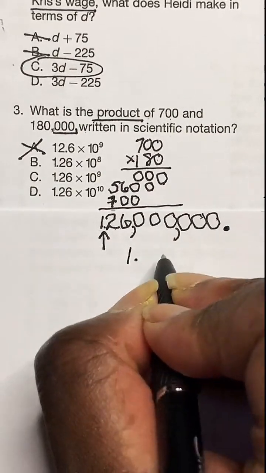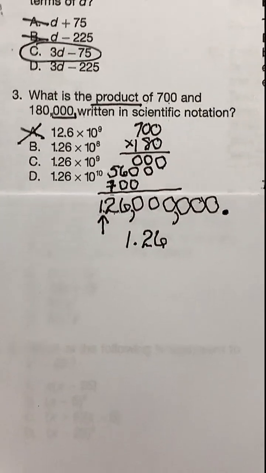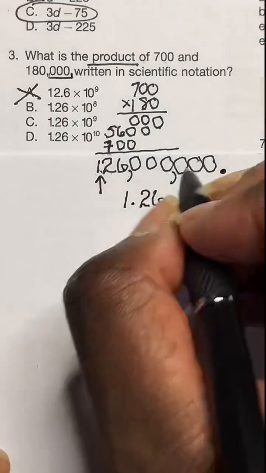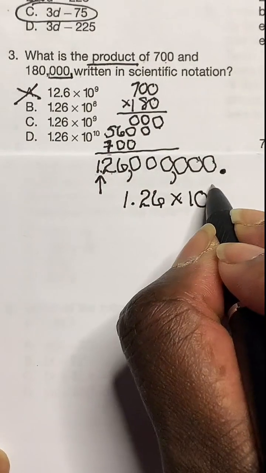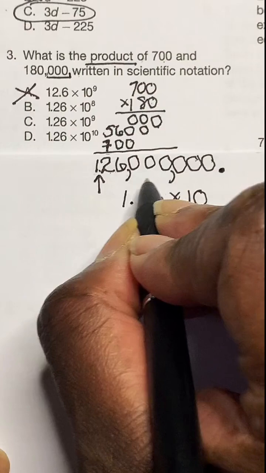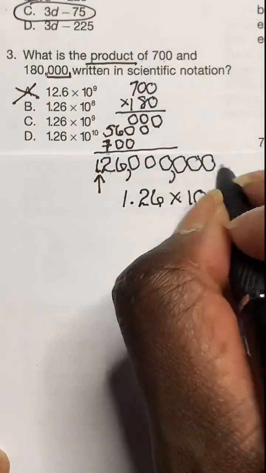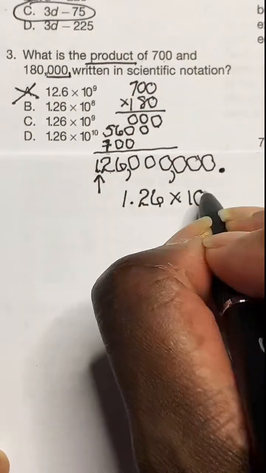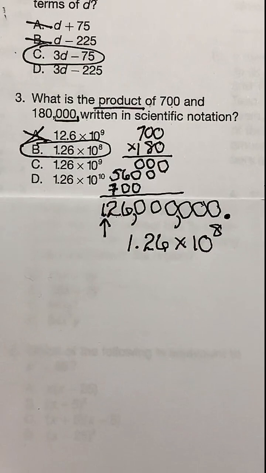So scientific notation will be 1 and 26 hundredths times 10 raised to how many times did I move that decimal place over so it can be between the 1 and the 2. And I moved it over 8 times. So my answer is going to be B.